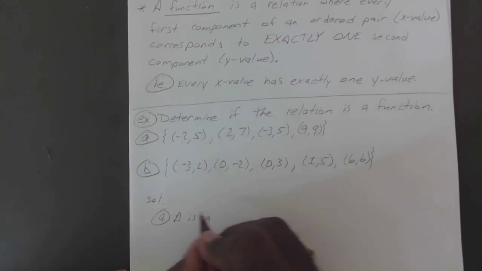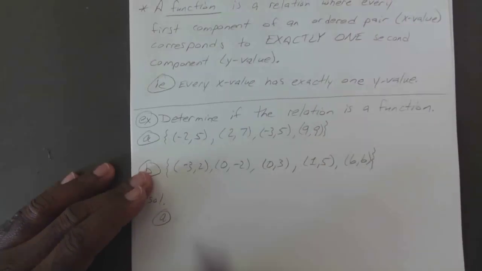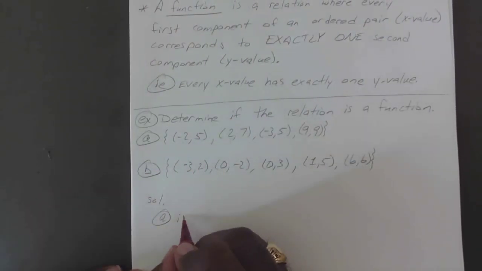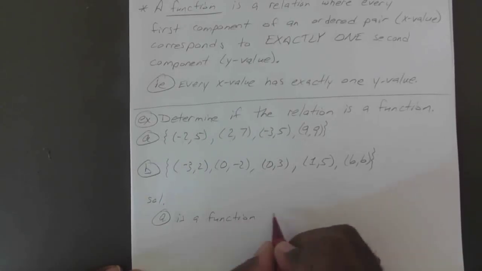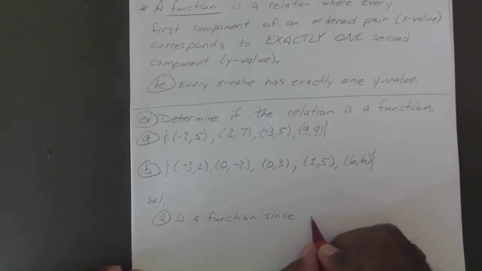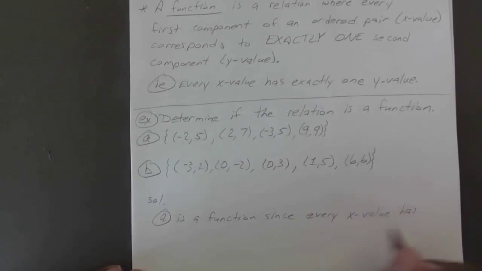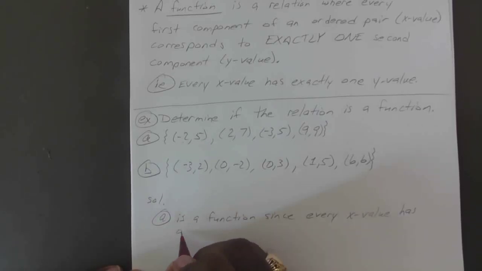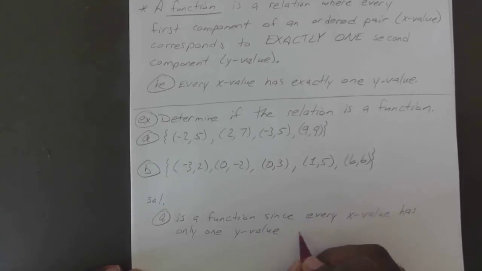So A is a function. Uh-oh. I already have A written down. A function since every x value has one, or only one, y value. Okay, so remember, it's just going to be written as x comma y.